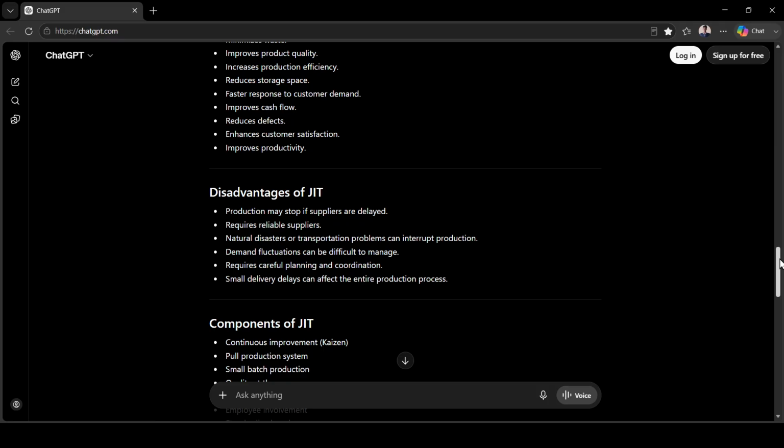The disadvantages of JIT: production may stop if suppliers are delayed, it requires reliable suppliers, and natural disasters or transportation problems can interrupt production. Fluctuations can be difficult to manage, and it requires careful planning and coordination. A small delivery delay can affect the entire production process.